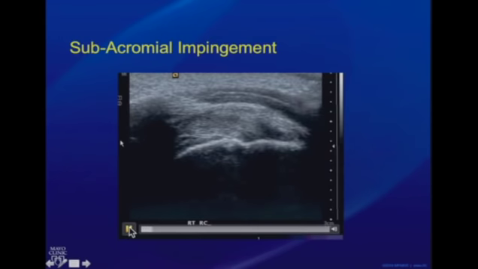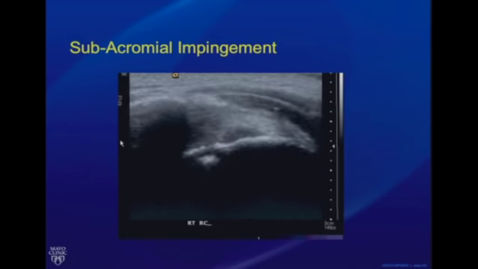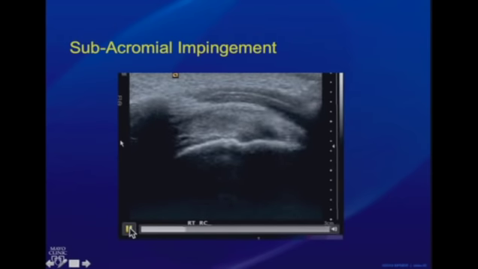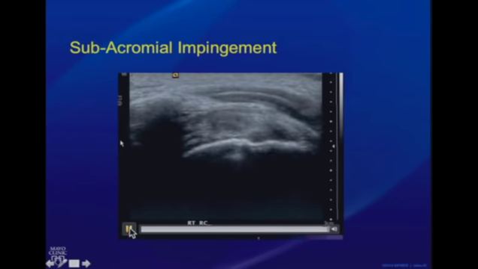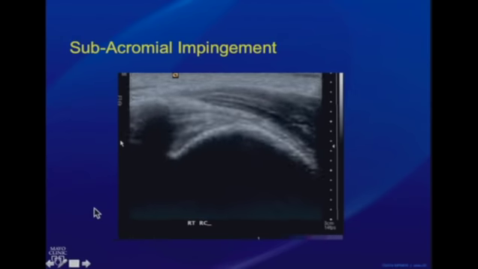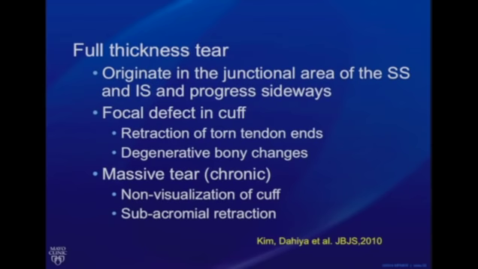Here again, you can see in the video that slight prominence of this bursal space at the end of this abduction. And you can see the entire cuff does not slide completely under the acromion. So we look at the full thickness tears now.